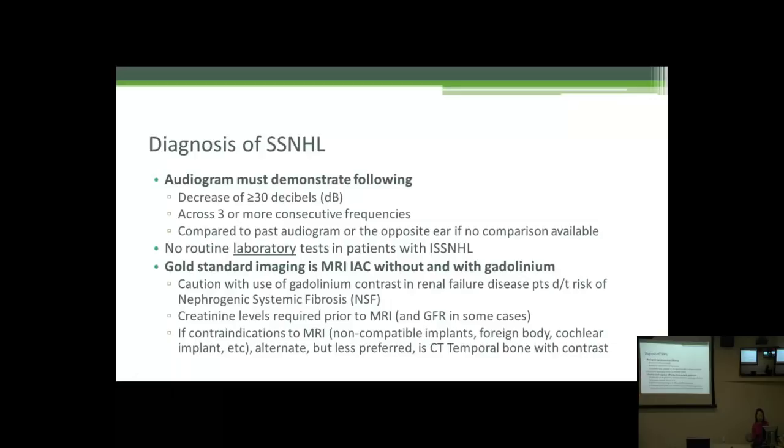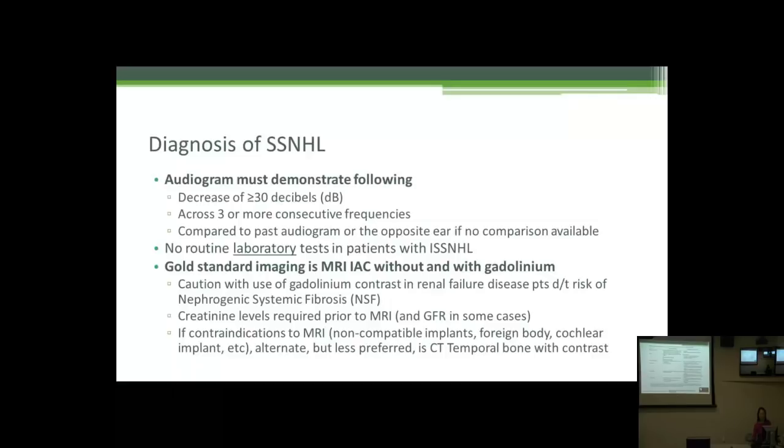If you are choosing to order this, make sure that they do not have renal disease. You should ideally, actually should be required to do a creatinine test to make sure their kidneys are able to flush the gadolinium. There is a risk for what's called nephrogenic systemic fibrosis in individuals who are given gadolinium contrast. Their kidneys are not able to flush and eliminate this, and it can remain in the body and cause damage.